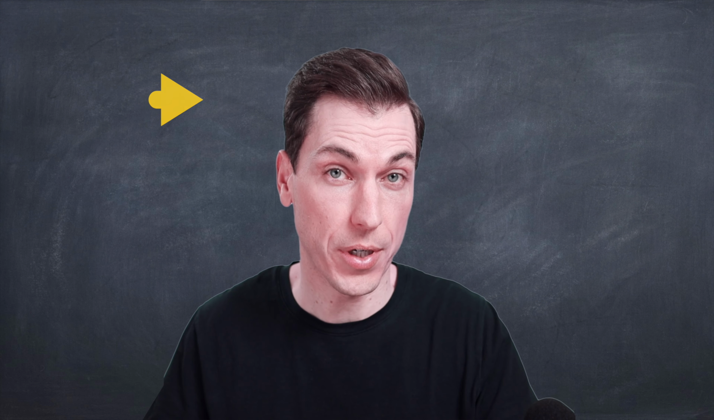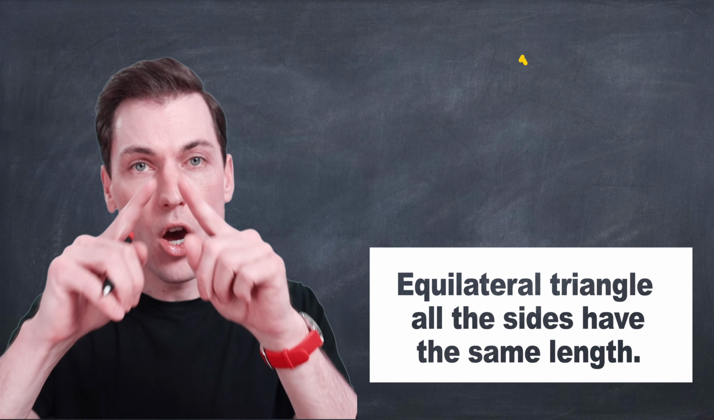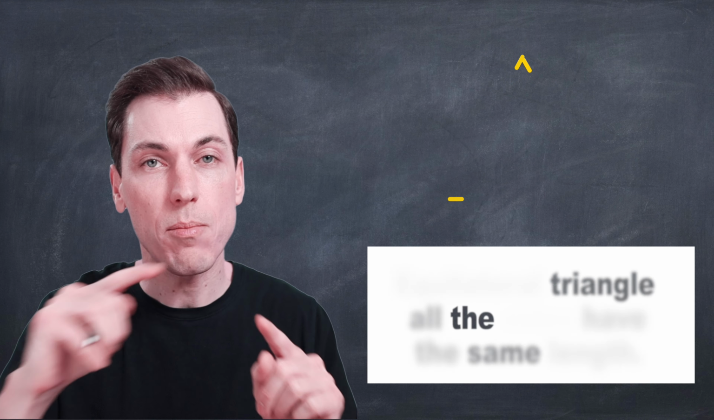We are going to calculate the volume and the surface area of a new prism. Let's look at our problem. It's called a triangular prism. The dimensions of the prism are displayed in the sketch: 3.1 cm, 4.24 cm, and 2.68 cm. The base is an equilateral triangle. If you remember, in an equilateral triangle, all the sides have the same length. Can you calculate the volume and the surface area for this shape?